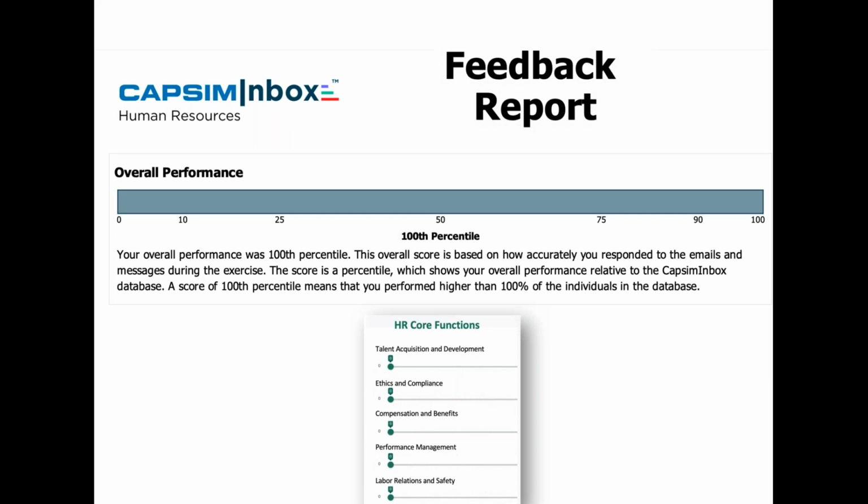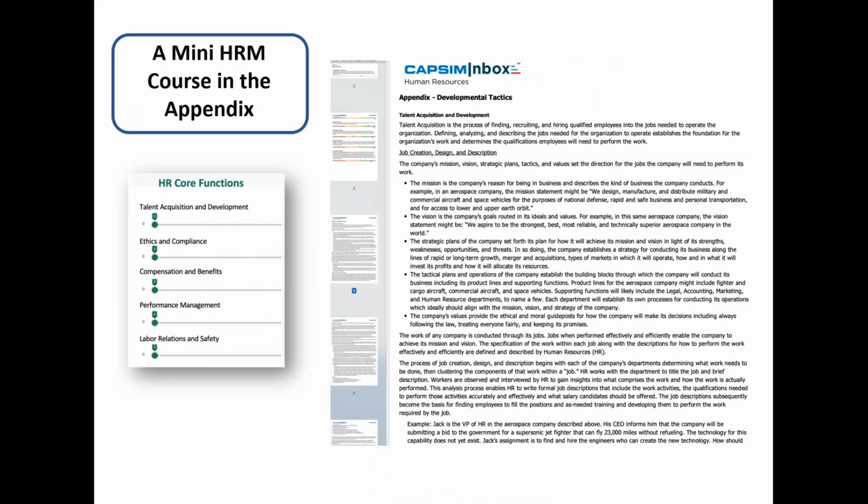Next slide, please. You will get a report, or the participant will get a report, going over the scores themselves in terms of how you did your self-assessment, as Akil demonstrated, and your actual scores based on your performance in the inbox. And then you're going to see about 15 pages in the appendix of what we call developmental tactics. These are 3 to 4 pages of background on each one of these HR core functions.